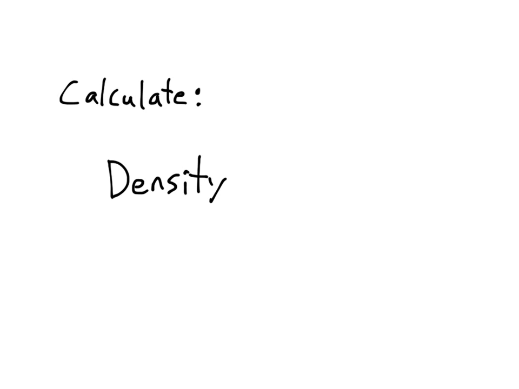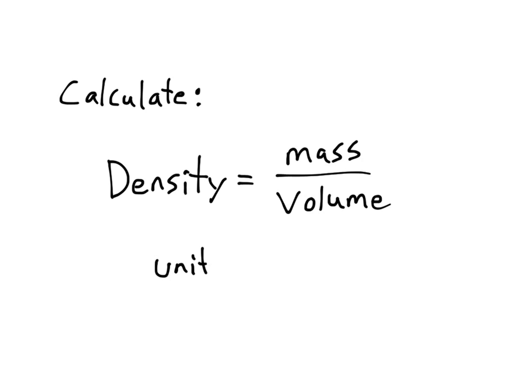Okay, now you can calculate density. There's a formula. You may have heard it before. Density is equal to the mass divided by the volume. You take whatever mass an object weighs, and then you divide it by the volume of that object, you're going to get density. The units for this, for density, are grams per milliliter, or grams per centimeters cubed. A centimeter cubed and a milliliter are the same thing, so these are basically the same unit.